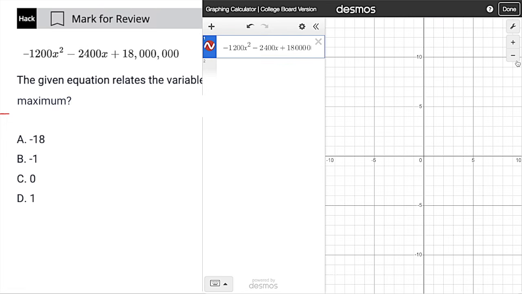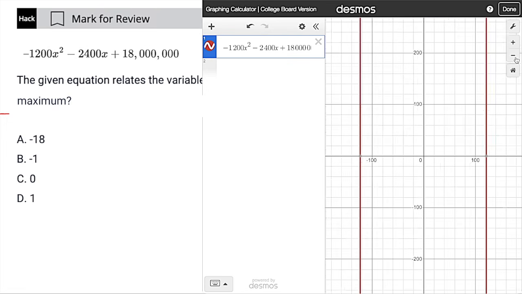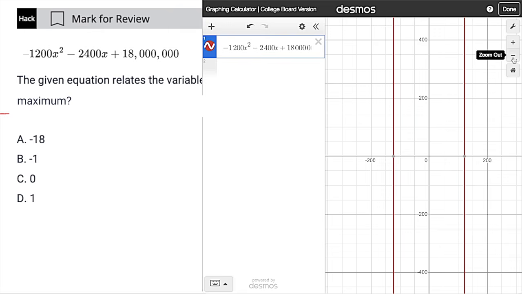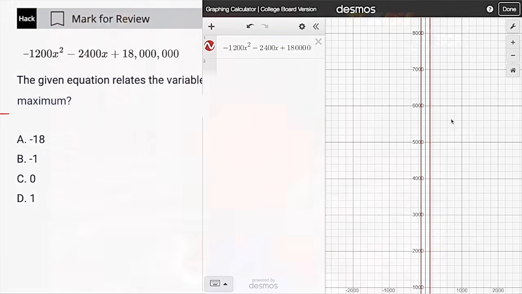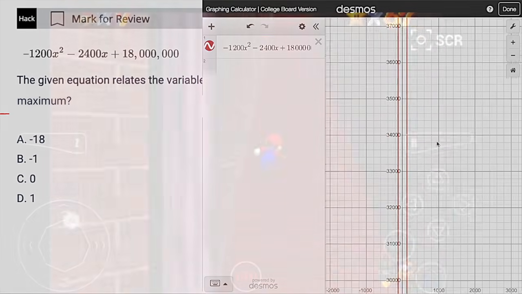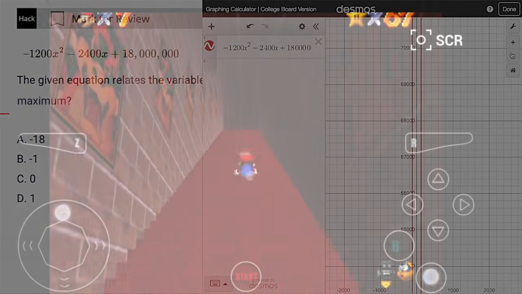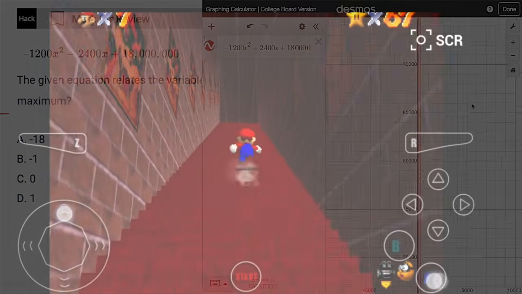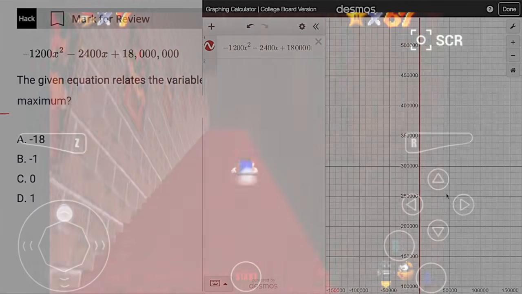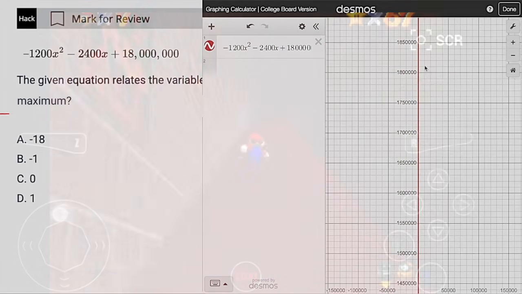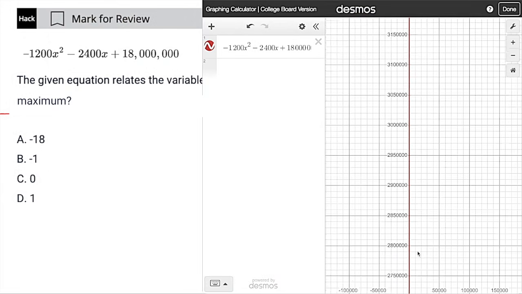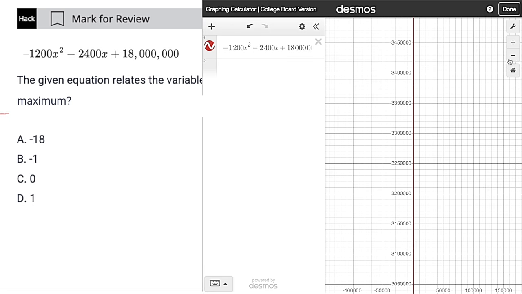Cool, so we're going to have to back off until we can see it, but there it is. And we're looking for the vertex, so it's going to be up here somewhere. What is happening? Not only are we going to have to scroll quite a bit to get to what we're looking for, but oh my goodness. Once we get there, there's another problem that we end up running into.